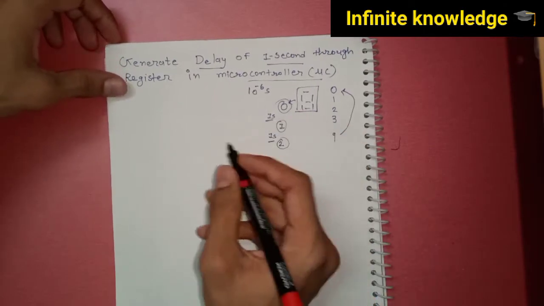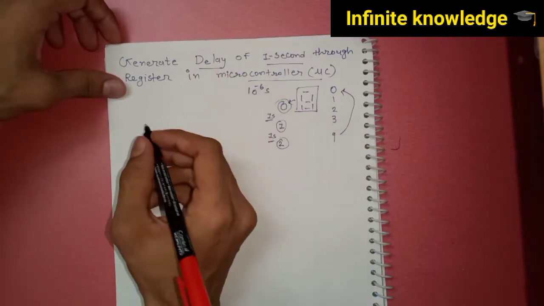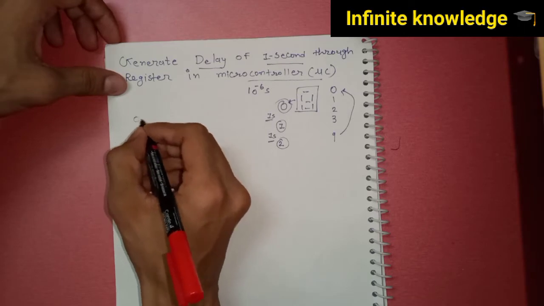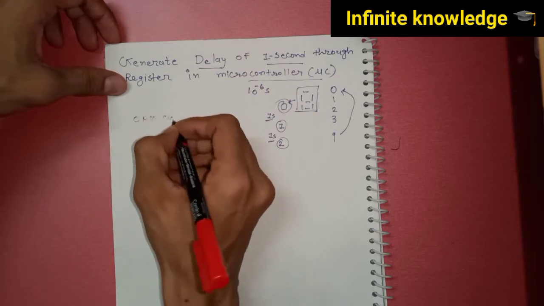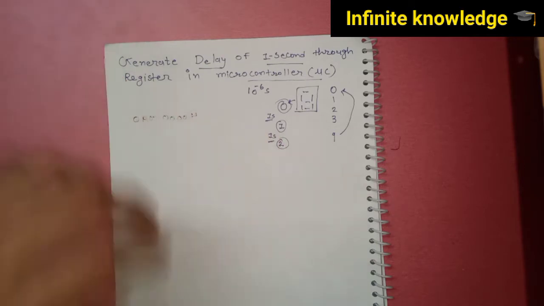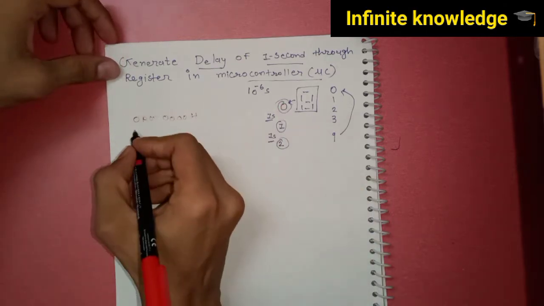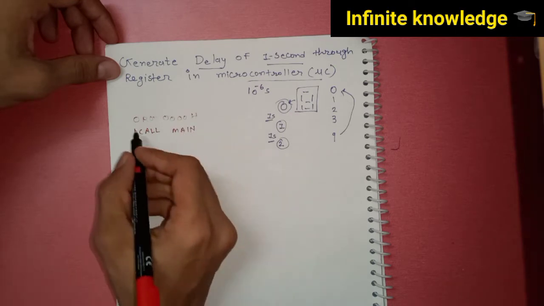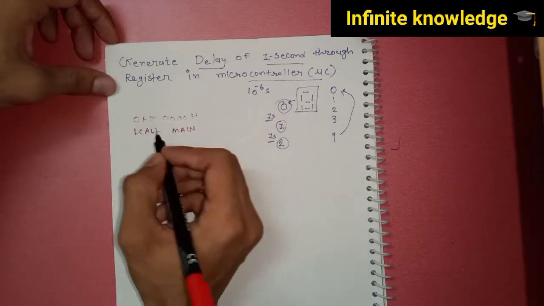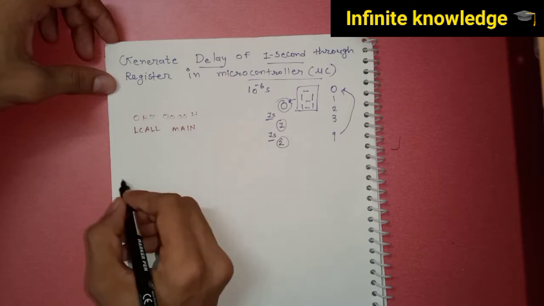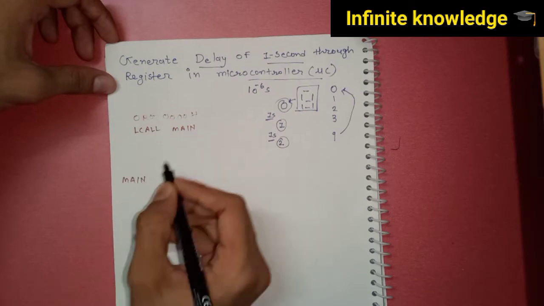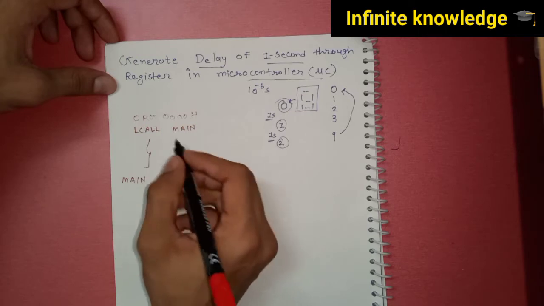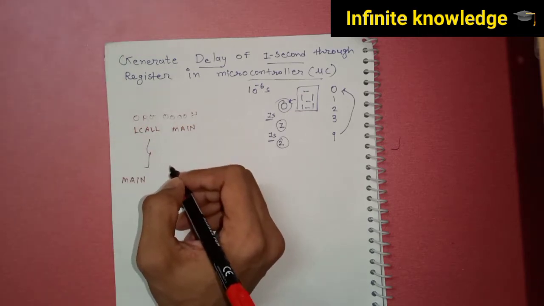So let's get started with how to generate a delay. First you have to write ORG 0000H for starting the program. Then you write LJMP main, so it will go to the main program, where any program you have to write, for a timer or another purpose.